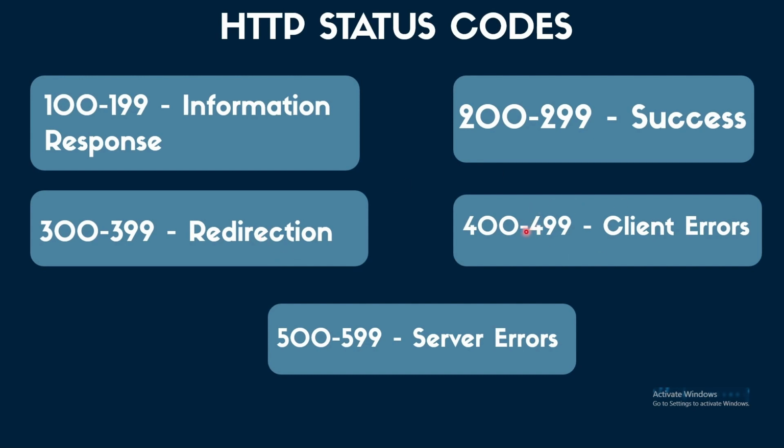In the next one, 400 to 499, we can see it's saying client errors. It is basically used to inform the client that there was an error with the request. And 500 to 599 is the server errors. It basically means that there are major problems with the server when handling the request.